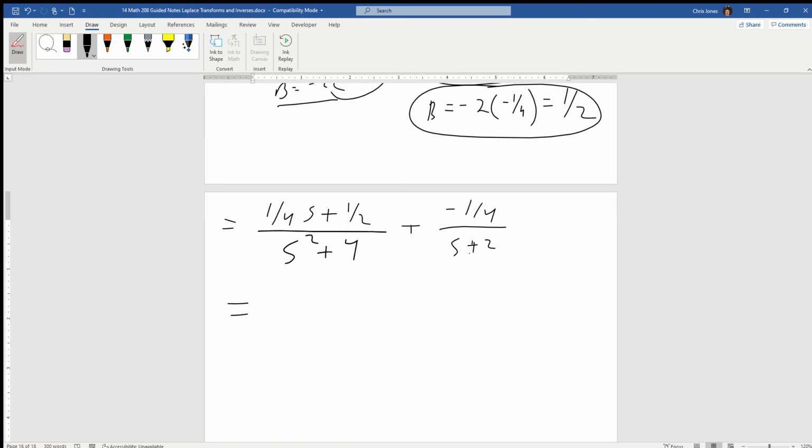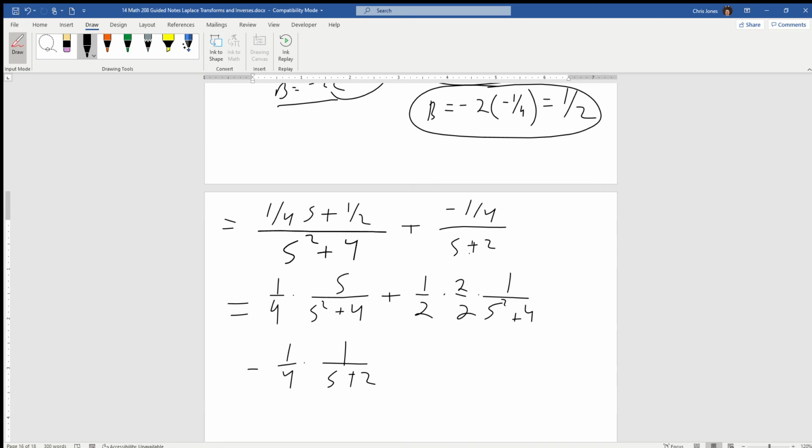What we can do is rewrite this as 1/4 times S over S squared plus 4, plus 1/2 times 2 over 2 times 1 over S squared plus 4. And I'll explain that in a moment. Minus 1/4 times 1 over S plus 2. All right. So what I did was I just broke up the first fraction into two fractions.